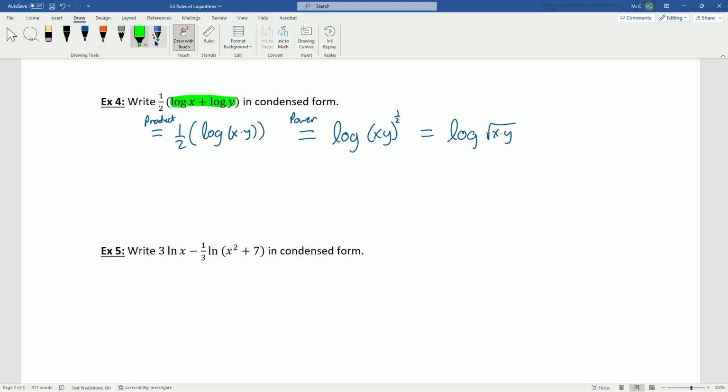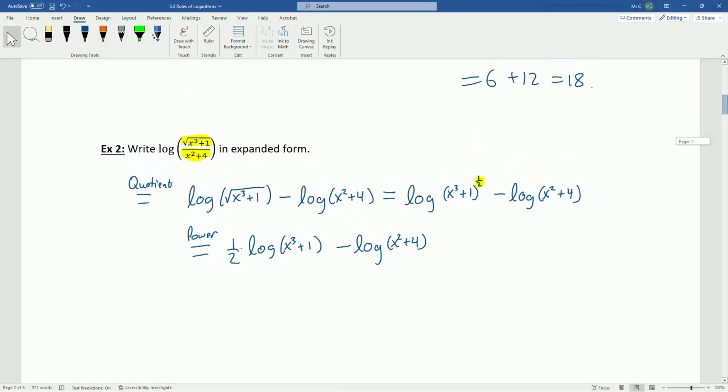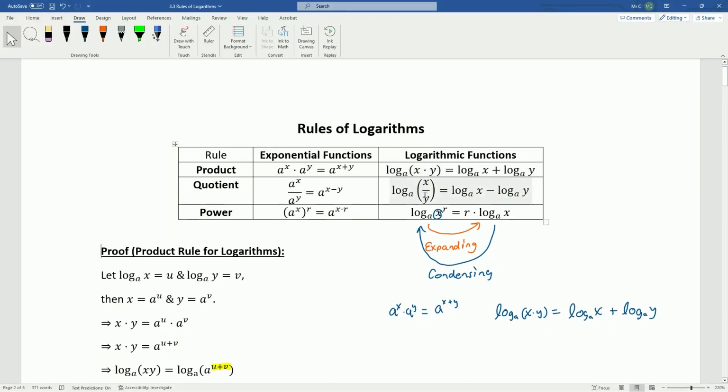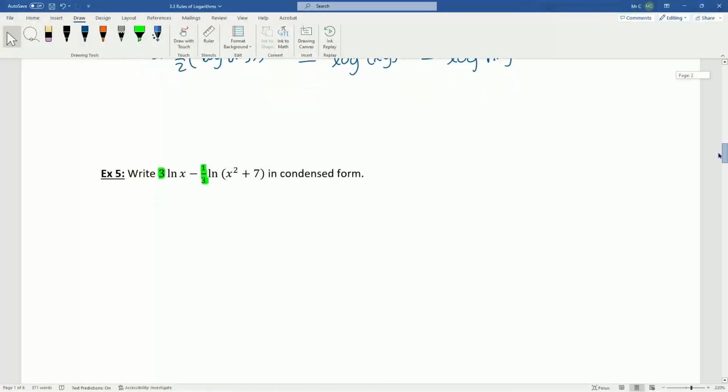Okay, now when we look at this example, we see we've got a 3 times ln of x and a 1/3 times ln of x squared plus 7. We need to deal with those first, because when we go back up to our rules, what do we notice? Our product and our quotient rule do not have any leading terms. There's nothing multiplied in front of the logarithms, and these rules don't work if you have something in front of the logarithms. So whenever we have a term in front of the logarithm, like r times log base a of x, we have to move that r inside before we can apply our product and quotient rules. So that's the issue that's happening here.